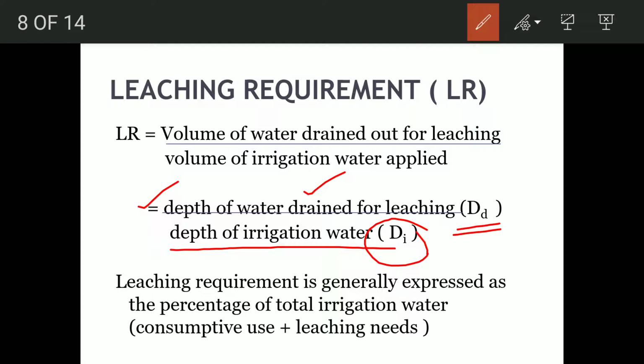Usually, leaching requirement is expressed as a percentage of total irrigation water. We have already said that leaching water is the excess water requirement. Total irrigation water means it is the sum of the consumptive use and the excess leaching requirement. Consumptive use means it is the water needed for the growth of the plants. This we will see in the later videos.